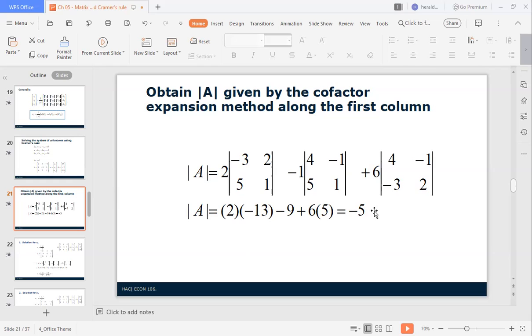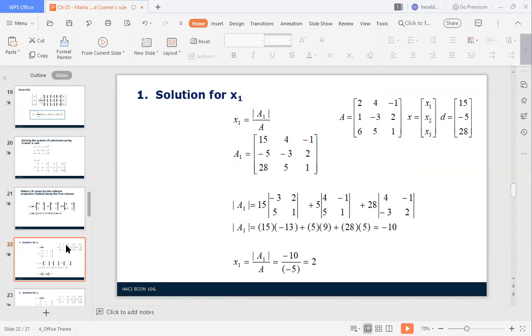I did not do the minors and cofactors in detail, but I think you already understand, class, that what I'm using here is just the minors and cofactors. Now, for Cramer's rule, class, there's only one process that you will need to do for solving x sub 1, x2, and x3, because again, it's just the same logic all throughout.